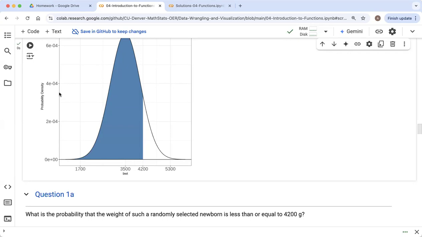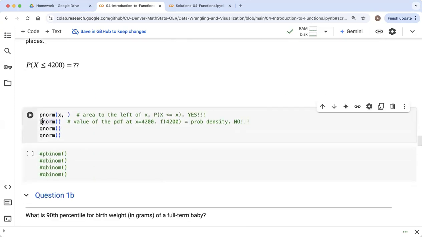For continuous distributions, we calculate probabilities by calculating areas underneath the curves. So we're almost always going to be wanting to use the p-dist function to calculate probability. That's what the p really stands for, probability. The d really stands for density. And that is really not useful when we're working with continuous distributions.